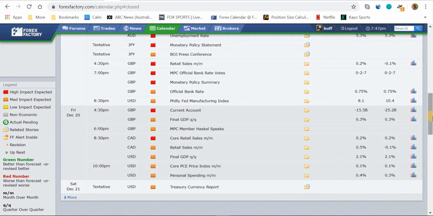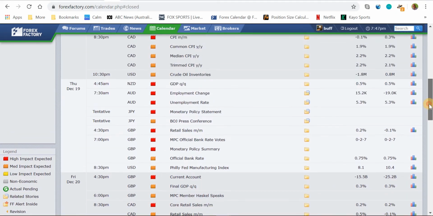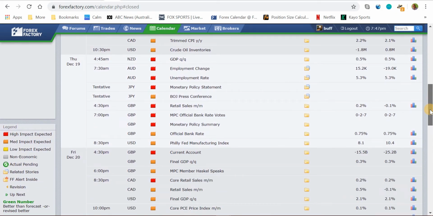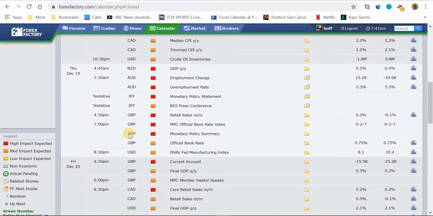So yeah, it's just good to have a look at this, especially on the lower time frames, to get an idea what's happening. Always look at it every week, every day. I'll have a look, see what's coming up. If I am trading on the lower time frames, I want to be aware of this stuff, especially the high impact ones, especially anything that involves employment numbers or interest rates, etc. All right, let's go and have a look at the charts.